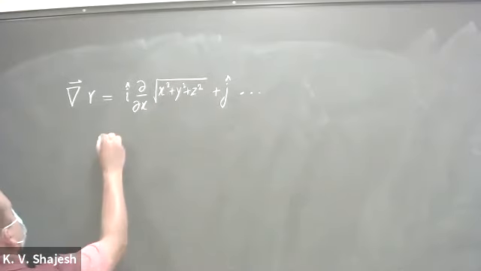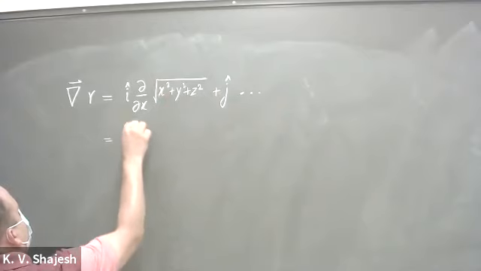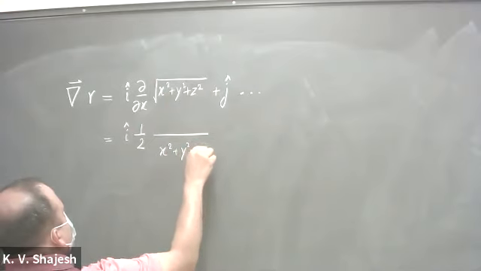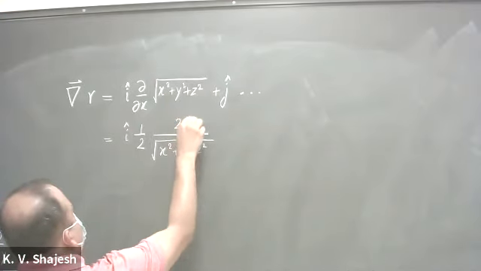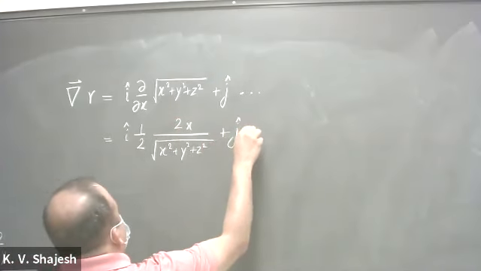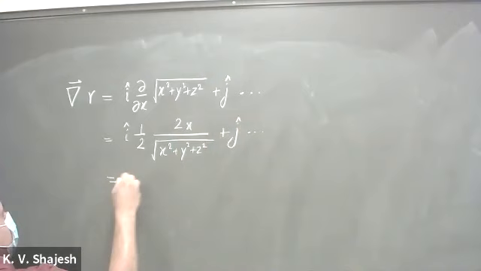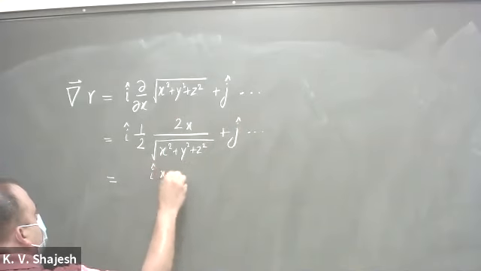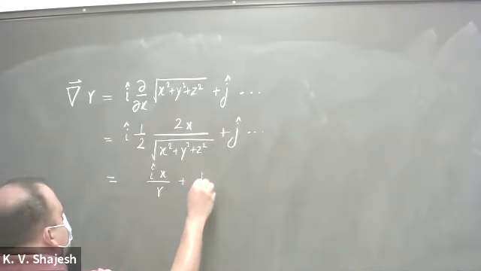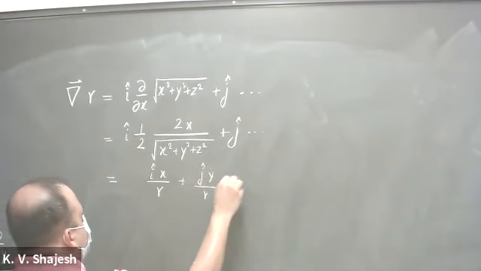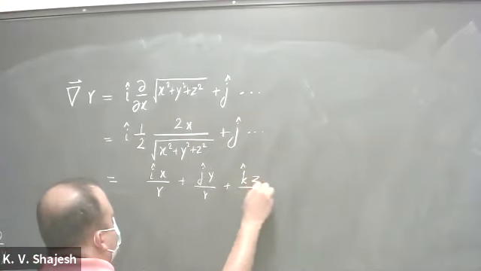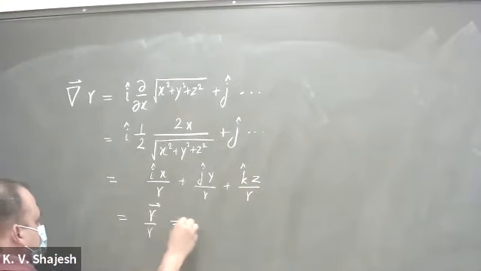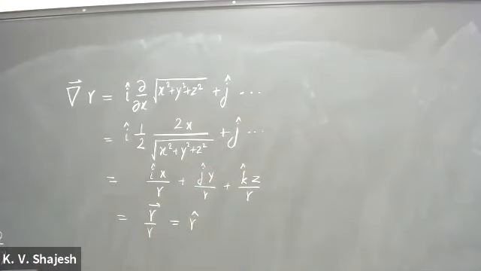This is equal to i hat times 1 by 2, put it in the denominator, x squared plus y squared plus z squared, and then 2x. And then the same thing with j hat. x over, this is r itself, so we have i hat times x over r plus j hat times y over r plus k hat times z over r, which is exactly vector r over r. That's r hat. Is that clear?